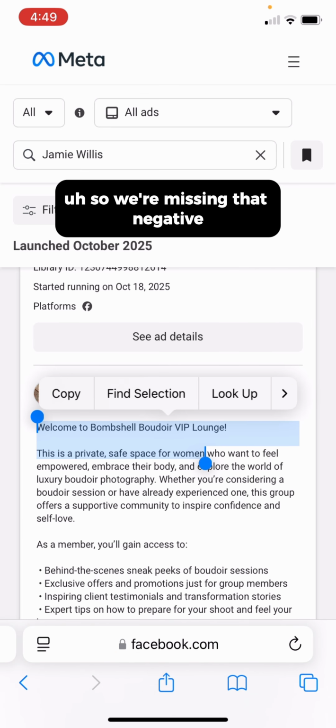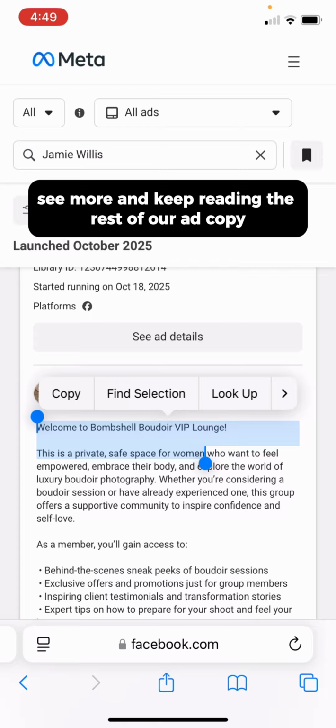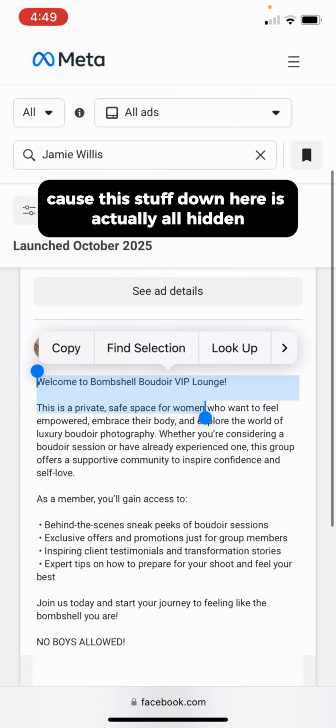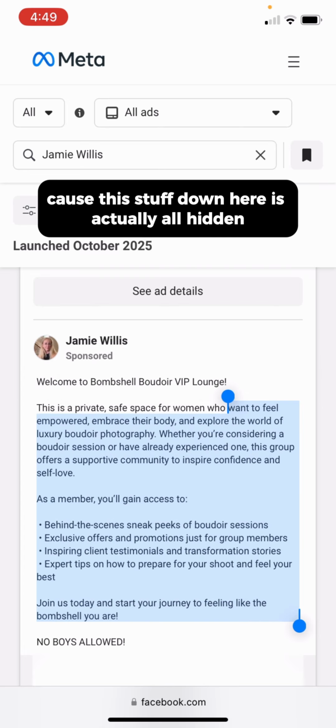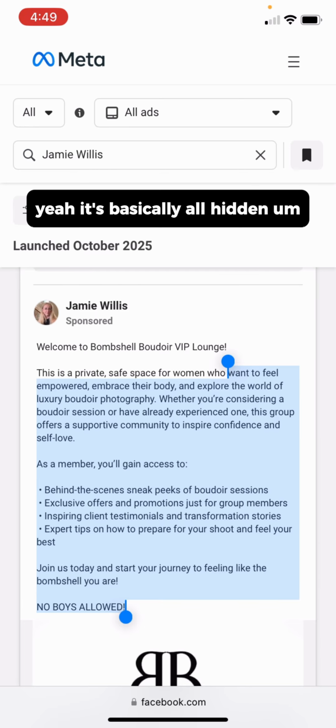So we're missing that negative positive tension that really captures people's intent to click See More and keep reading the rest of our ad copy. Because this stuff down here is actually all hidden. It's basically all hidden.